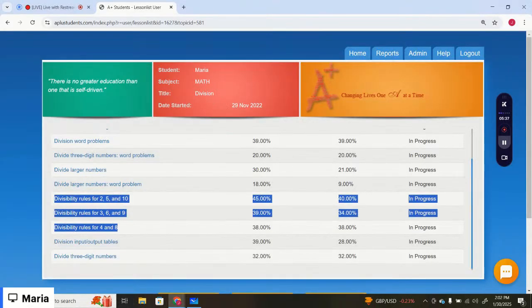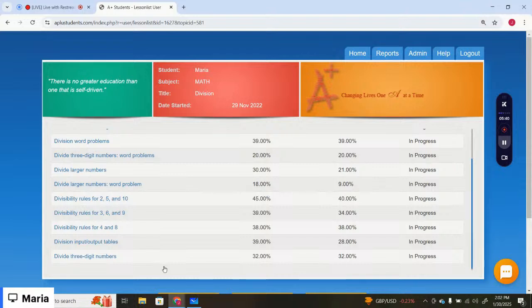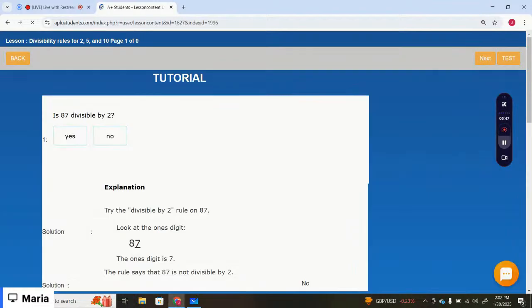Here I'm on grade 3 math. The chapter we're on right now is division. Let's start with the lesson divisibility rules for 2, 5, and 10. The first thing you need to learn here is what the divisibility rules are. A divisibility rule is a short method to find whether a given number is divisible by another number without division. You just have to examine the digits. For every number, the divisibility rule is different.